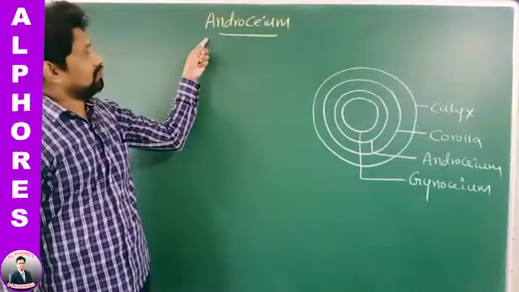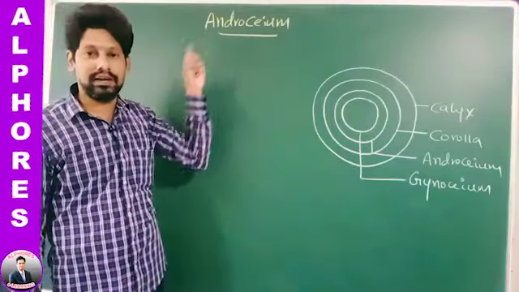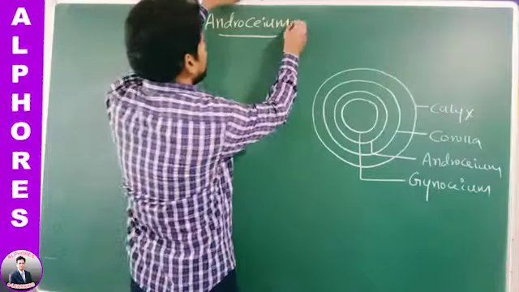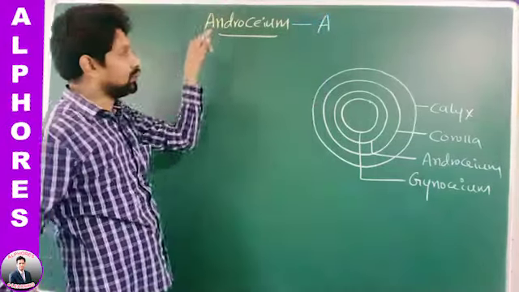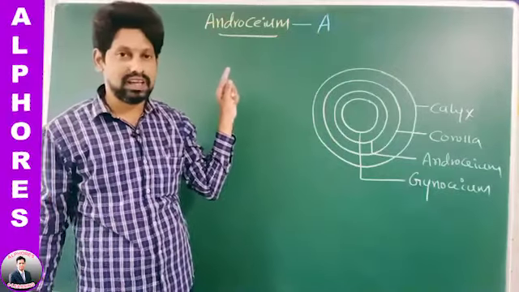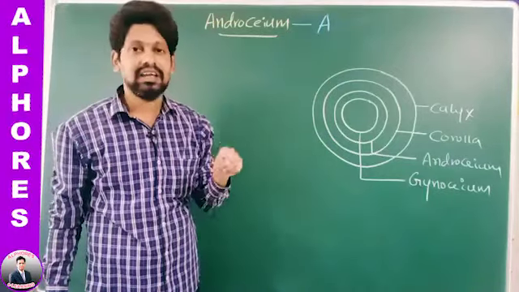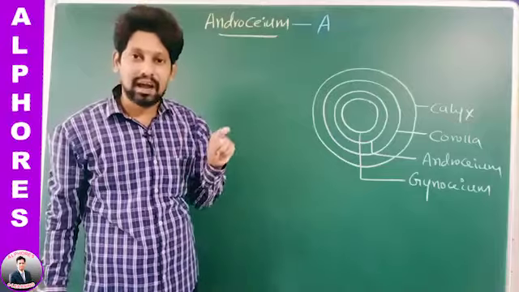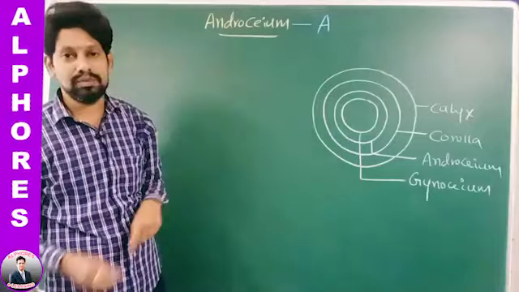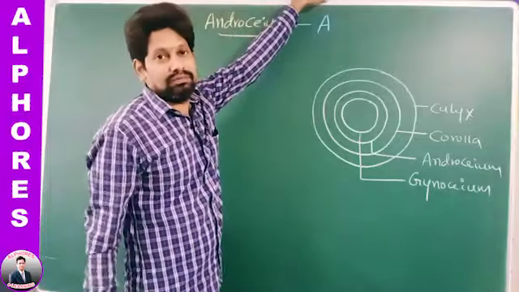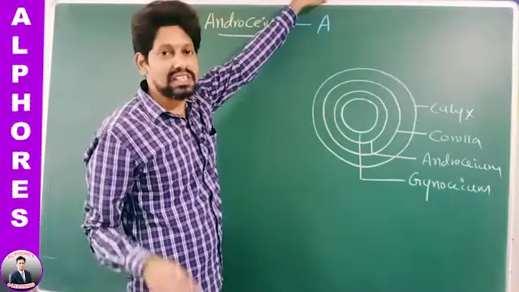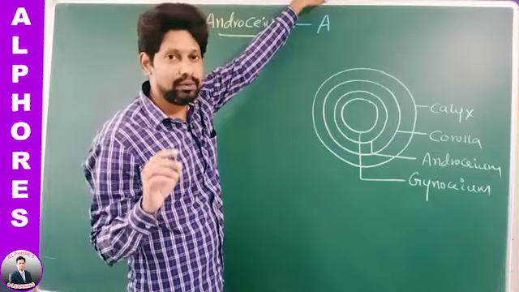Now go for the next topic. What it is? Androecium. This androecium is represented with symbol capital A. Calyx is capital K, corolla capital C, androecium capital A. See, a complete flower means having calyx, corolla, androecium, gynoecium.